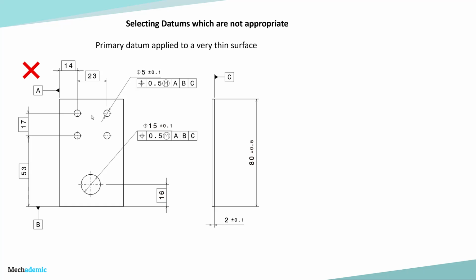Hence the primary datum feature should be large. It should be such that the part can be rested on the primary datum feature and it is stable. So this is the wrong selection of a primary datum, which has been applied to a very thin surface.